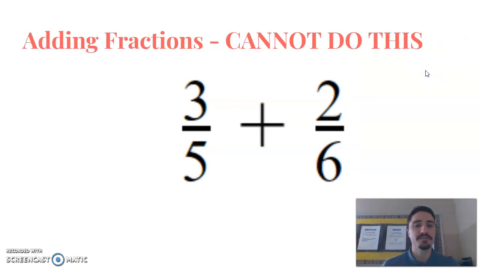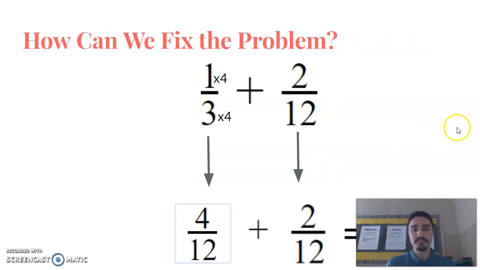So if I want to add these fractions, 3/5 plus 2/6, I can't do this. And as you know, I cannot do this because the denominators are different. 5 is different from 6. I would not be able to add fractions like this. So we talked about how we can fix our problem. In this problem, we start off simply with 1/3 plus 2/12. I cannot add them because they have different denominators.